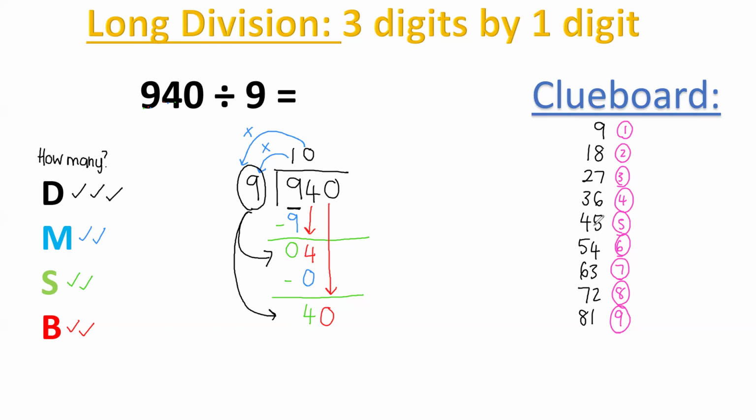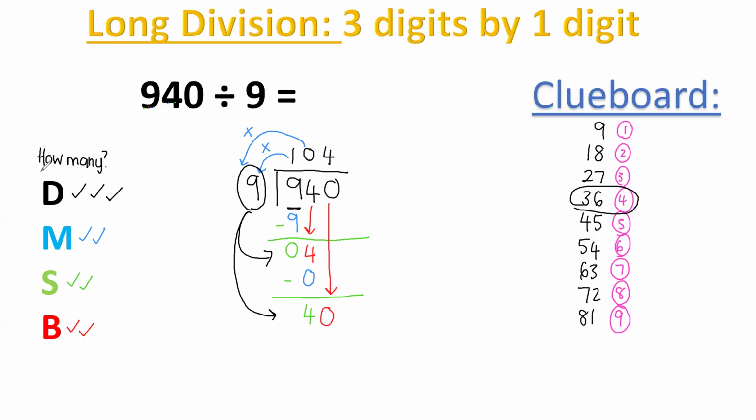I'm having a look at my clue board and I cannot go bigger than 40. So 45 is not going to work. It's bigger than 40. So the only correct answer in this case would be 4 times, and the answer would be 36. 9 goes into 40 4 times. I'm putting the answer 4 on the top.